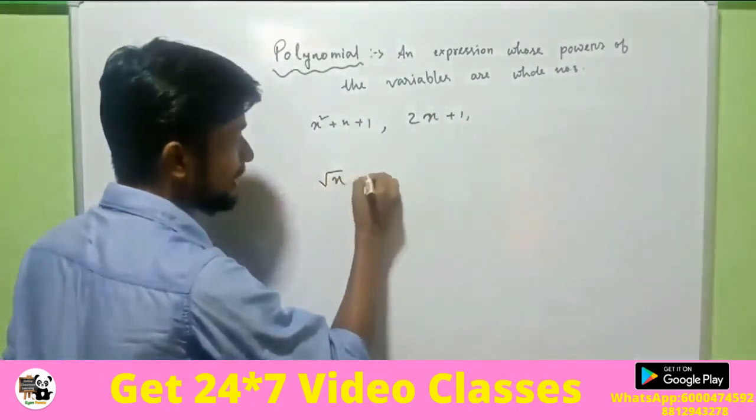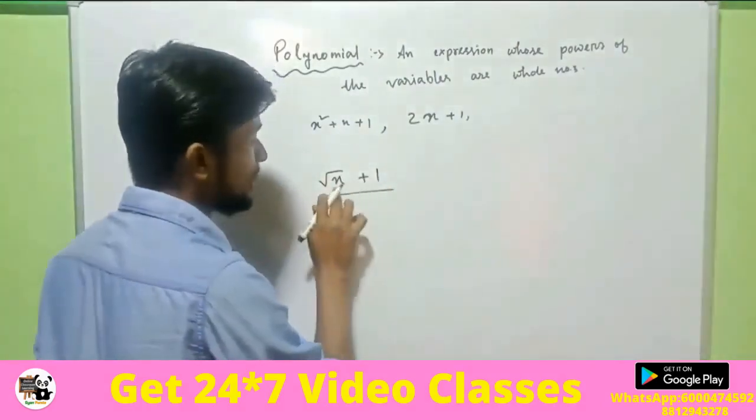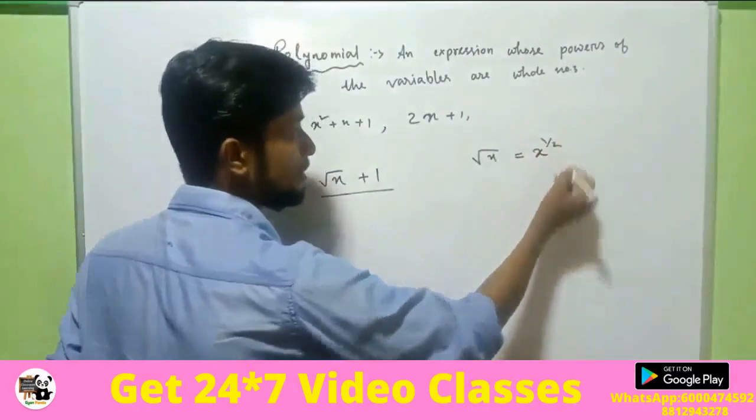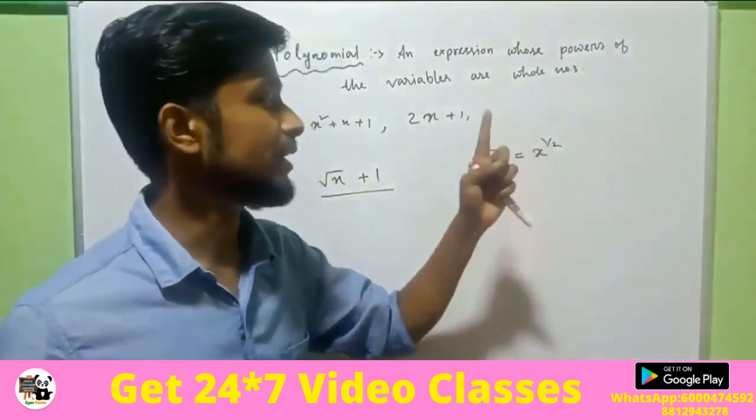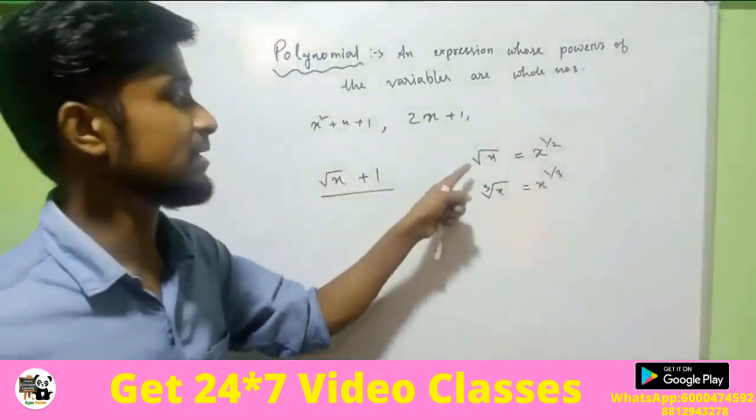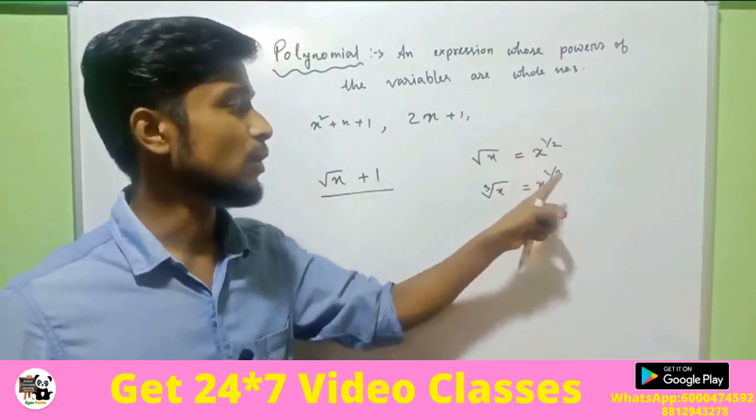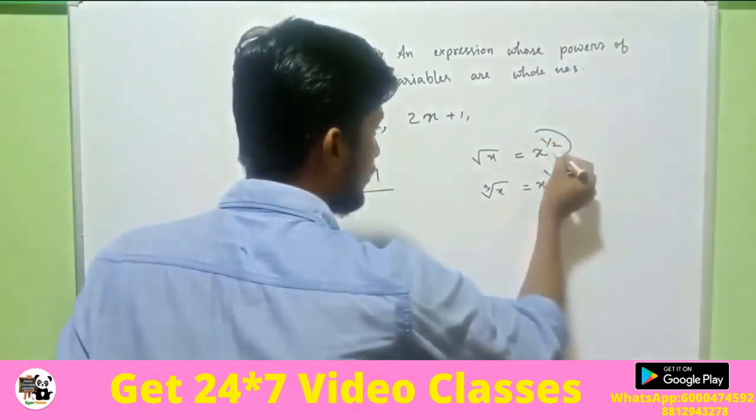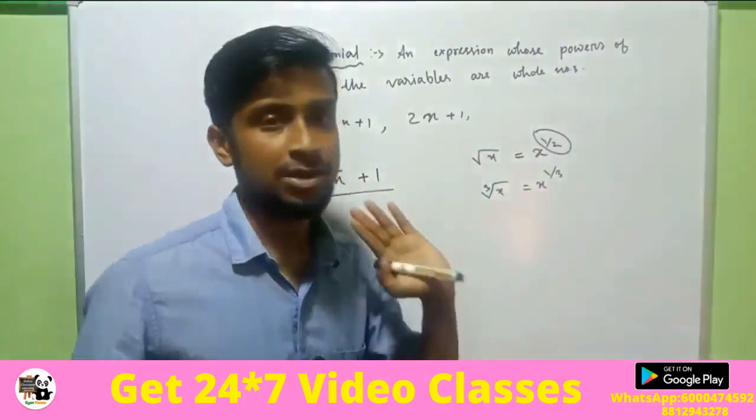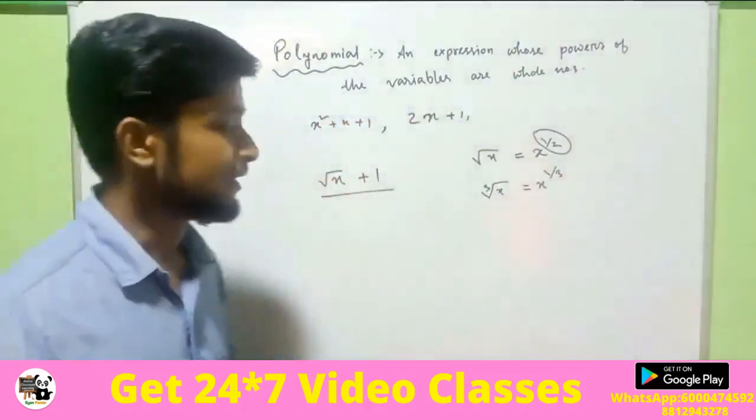Now tell me, root x plus 1, will it be a polynomial? No, it is not a polynomial. Because why? What is the power of x? It means the exponent is 1 by 2. And the cube root has power 1 by 3. Always remember, the square root of x can be written as x to the power 1 by 2, and the cube root of x as x to the power 1 by 3. Since 1 by 2 is not a whole number, this is not a polynomial. To be a polynomial, the powers of the variable must be only whole numbers.